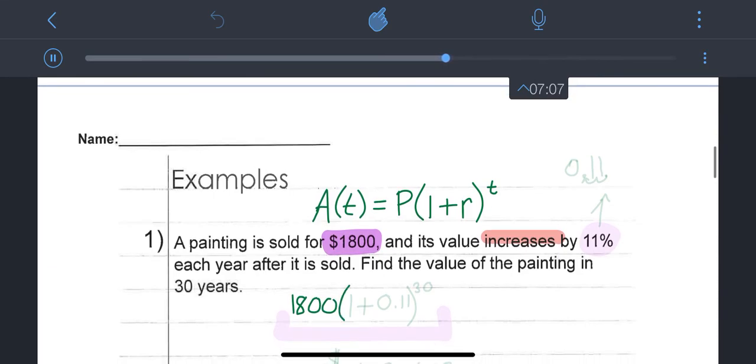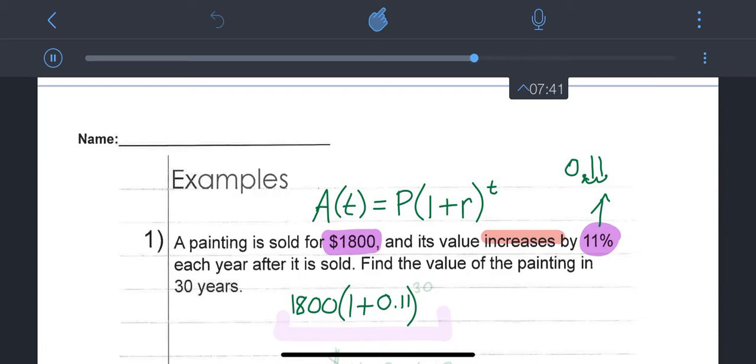Now we're going to have our parentheses. We're going to have 1 plus, and then we have to fill in what R is. Well, they tell us that our rate is 11%. But I'm not just going to put 11. I need to change this into a decimal. So remember, 11% changed into a decimal, move that decimal over twice. Okay, that is 0.11. That's our rate. So I'm going to put that in as well.